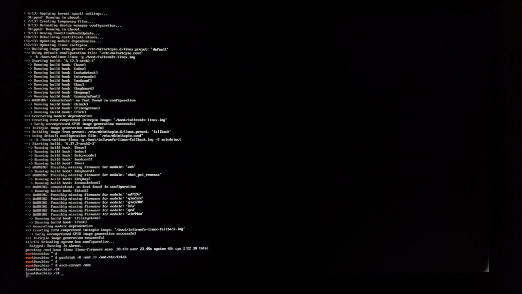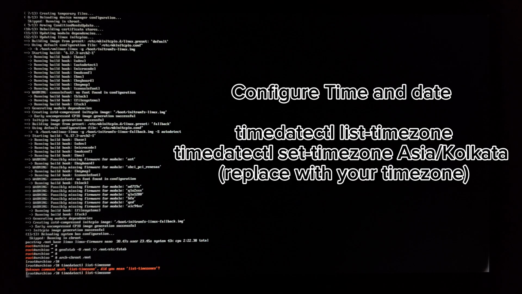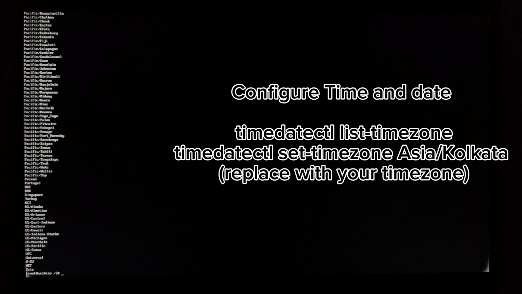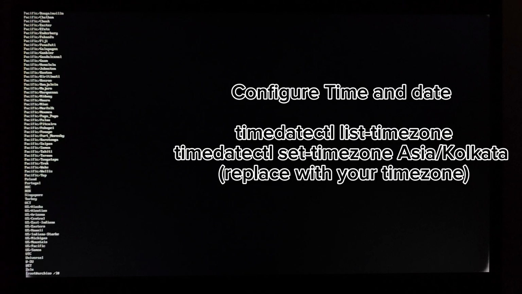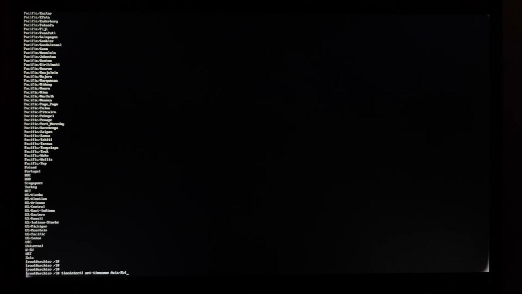You'll have to do some configuration changes to the installed system so that you can run it properly when you boot from the disk. To set up the time zone on Linux, first find your time zone with timedatectl list-timezones. Exit from the list using Control plus C or just Q, and then set it up like this. Replace Asia/Kolkata with your desired time zone. timedatectl set-timezone Asia/Kolkata.